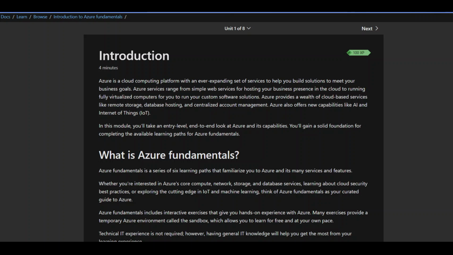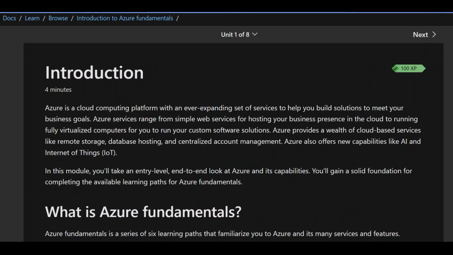Itong notes na to. So web services hosting your business presence in the cloud, running fully virtualized computers, running your custom software solutions. Azure provides a world of cloud services, remote storage, database hosting, pwede rin sa kanya, centralized account management. Meron din siyang AI at Internet of Things.